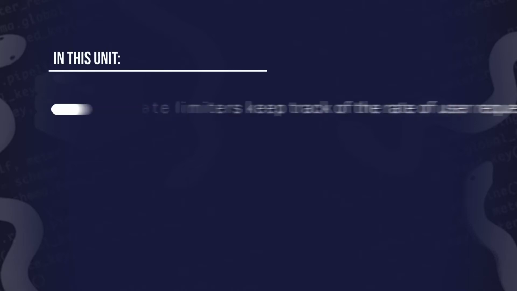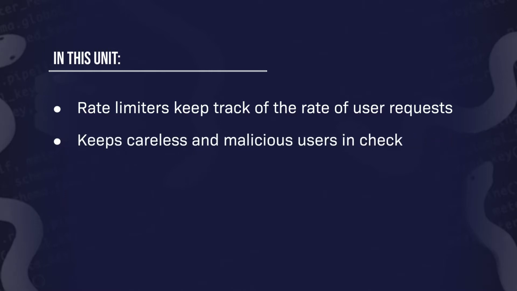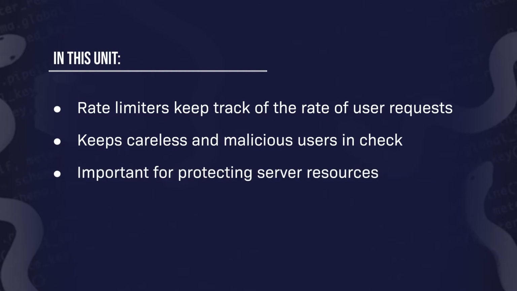In this unit, we're going to use Redis and Python to build a simple rate limiter. A rate limiter keeps track of how many requests a user is making and prevents careless users and malicious actors from making too many requests. This is especially important when an API exposes expensive operations.